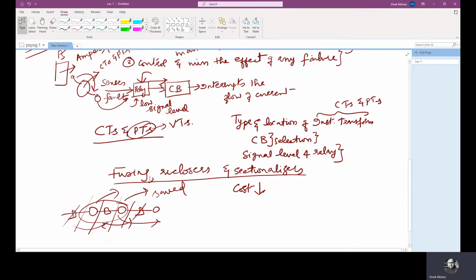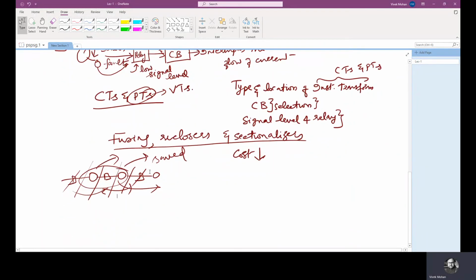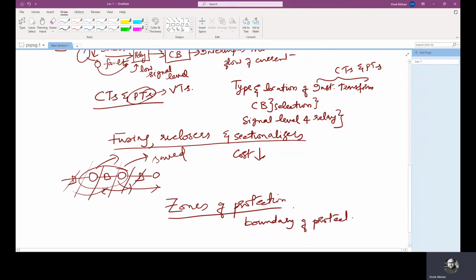Now, another aspect is zones of protection. What is the term zone? Zones of protection are very important. It's a very important decision to divide the zones for protection in a power system. This is basically the boundary of the protective region. We will see an example.